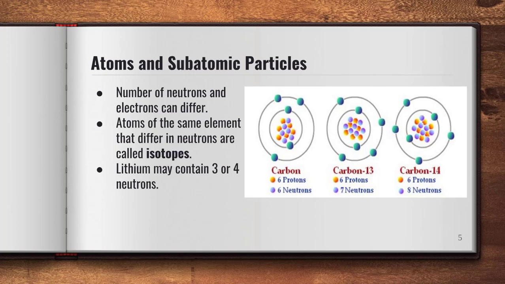Let's look at the carbon atoms that are here. The carbon atom on the far left has 6 protons and 6 neutrons. The carbon in the middle has 6 protons and 7 neutrons, and the carbon atom on the right has 6 protons and 8 neutrons. All of these are carbon, yet they are isotopes of one another because they contain a different number of neutrons. So again, they're all carbon, but considered isotopes of one another.